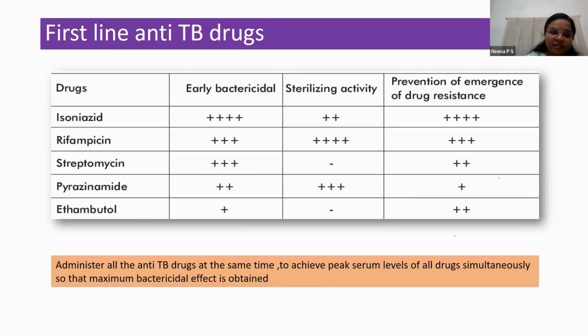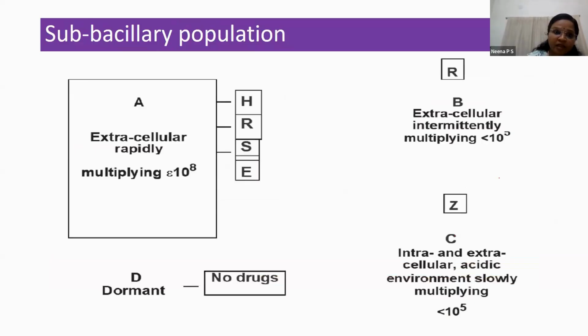You have to take all the TB drugs at the same time to achieve the peak serum levels simultaneously so that you can get a maximum bactericidal level. Since in the NTEP it is an FDC, we always advise to take it together only. But when you give the loose drugs, I've seen many of the prescriptions like that. So that is not advisable. You have to take it simultaneously so that the peak level is attained at the same time.